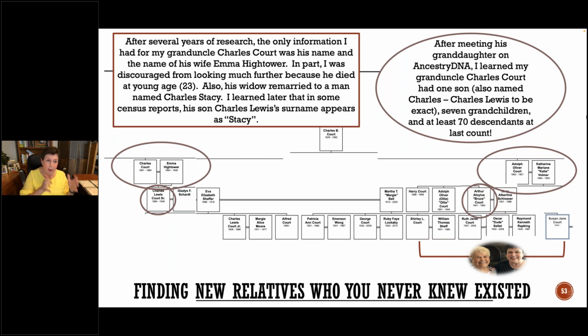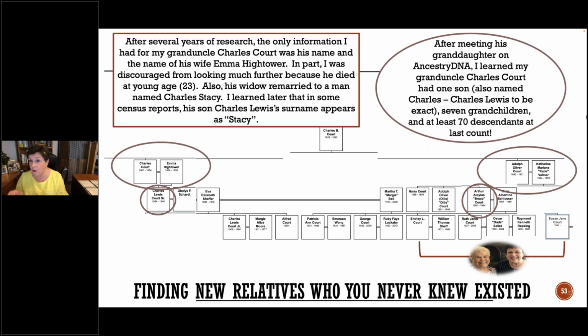The only thing I had about him, my grand uncle, was his birth date and death and the name of his wife, Emma Hightower. I was kind of discouraged from digging much further than that, because he died at a very young age. He was only 23 when he died, only about a year or so after he was married. And his widow, as I learned later, remarried to a man named Charles Stacy.